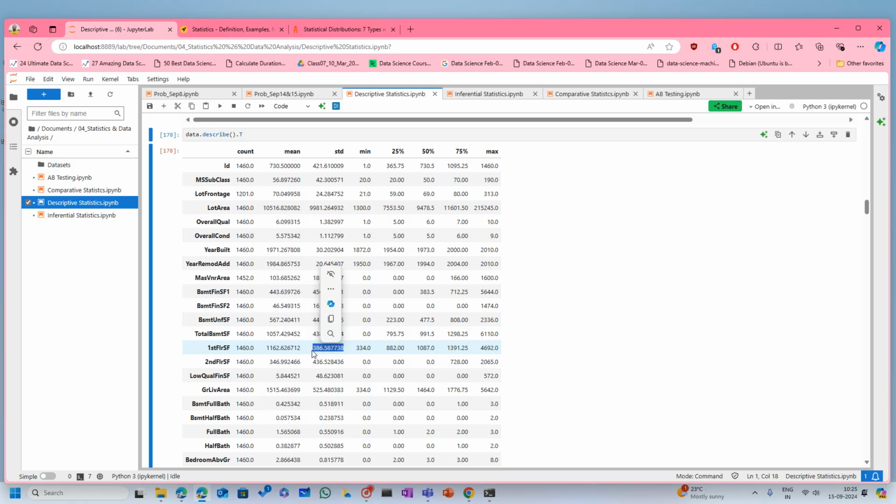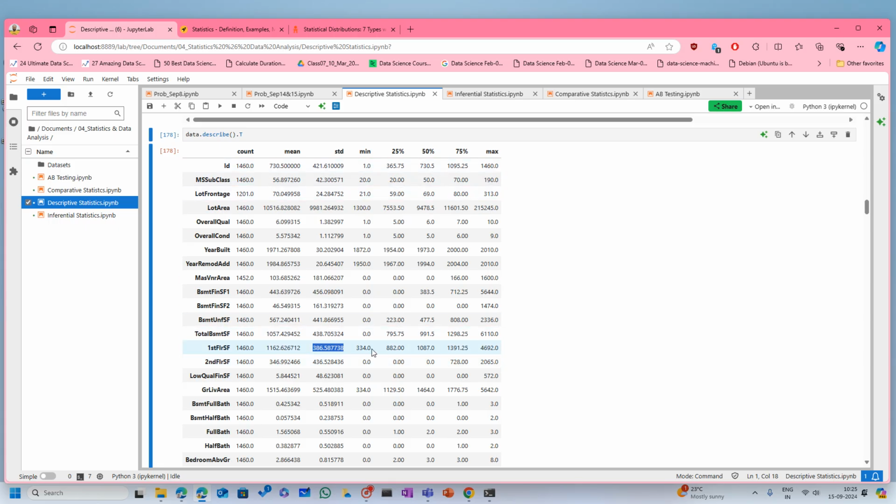3806, 386 is the difference for each one of those houses from the average. That means if you start plotting the first floor square foot area of each of those 1460 values, you would see 386 is the standard deviation. That means on average each house is deviating up to 386 points from the mean. That is what standard deviation means.